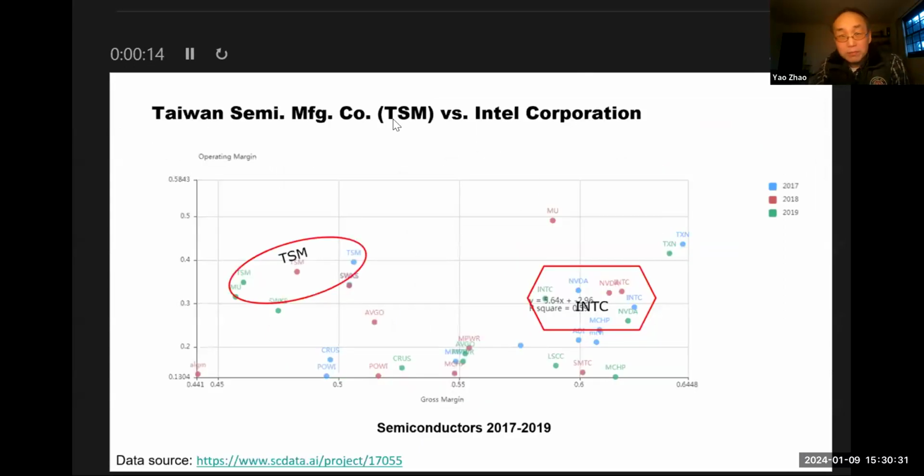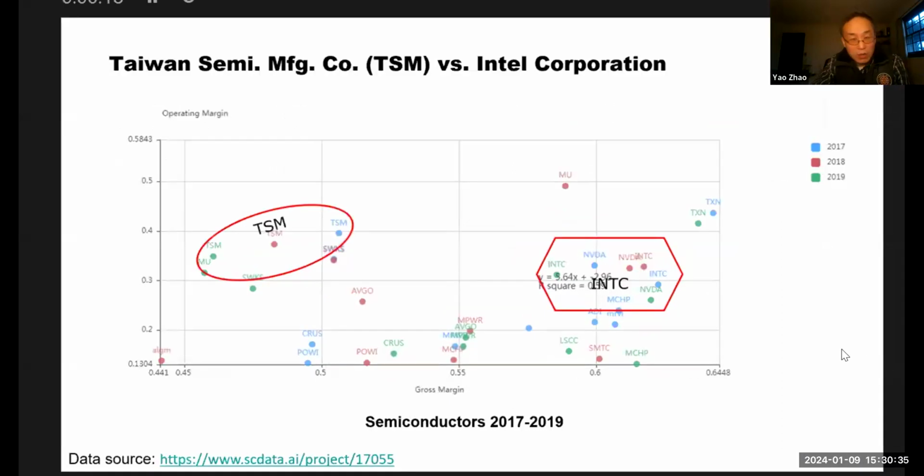Okay. Now, looking into the data, however, we find possibly another Compaq versus Dell case. Why? Let's do a value driver analysis. I'm going to show you that data a little bit later, but here are just the slides. We plot the semiconductor manufacturers from the US, from Taiwan, from some other countries onto the same picture, with the x-axis being gross margin and the y-axis being operating margin.